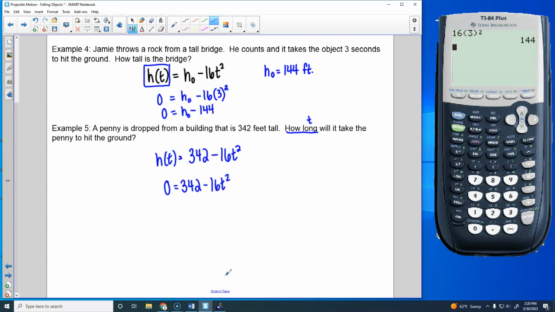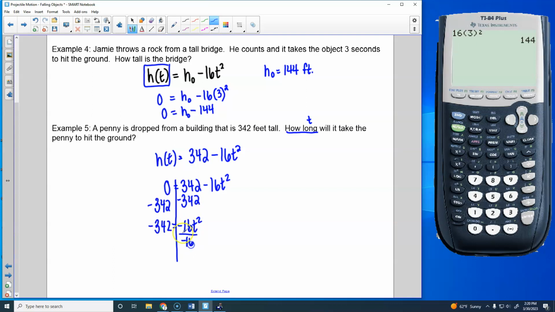All right, Haley, tell me how to solve that equation if I want to get that t by itself. Not the 16. It's closest. We got to deal with that 342 first. So we're going to subtract that 342. So we got negative 342 equals negative 16t squared. What would we do after that?